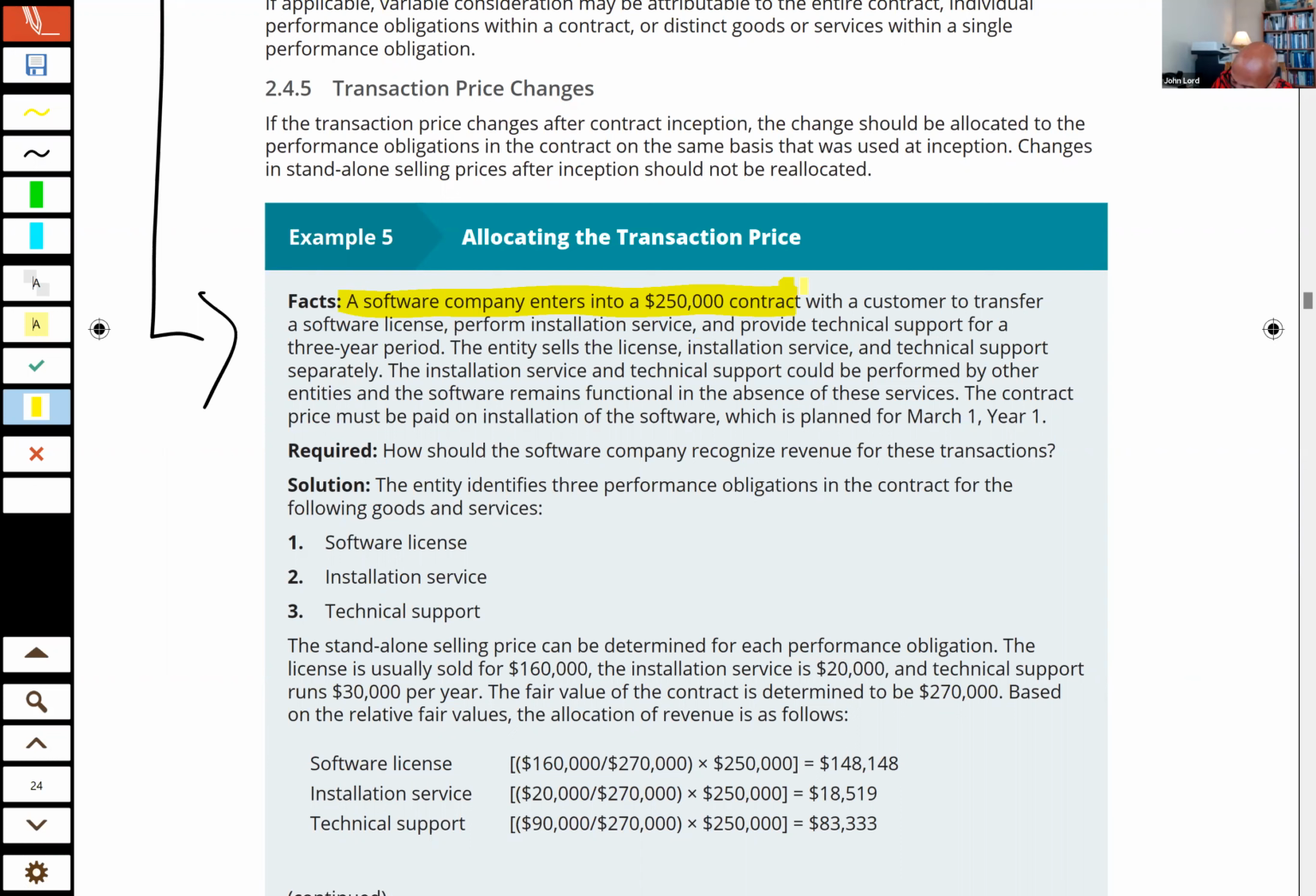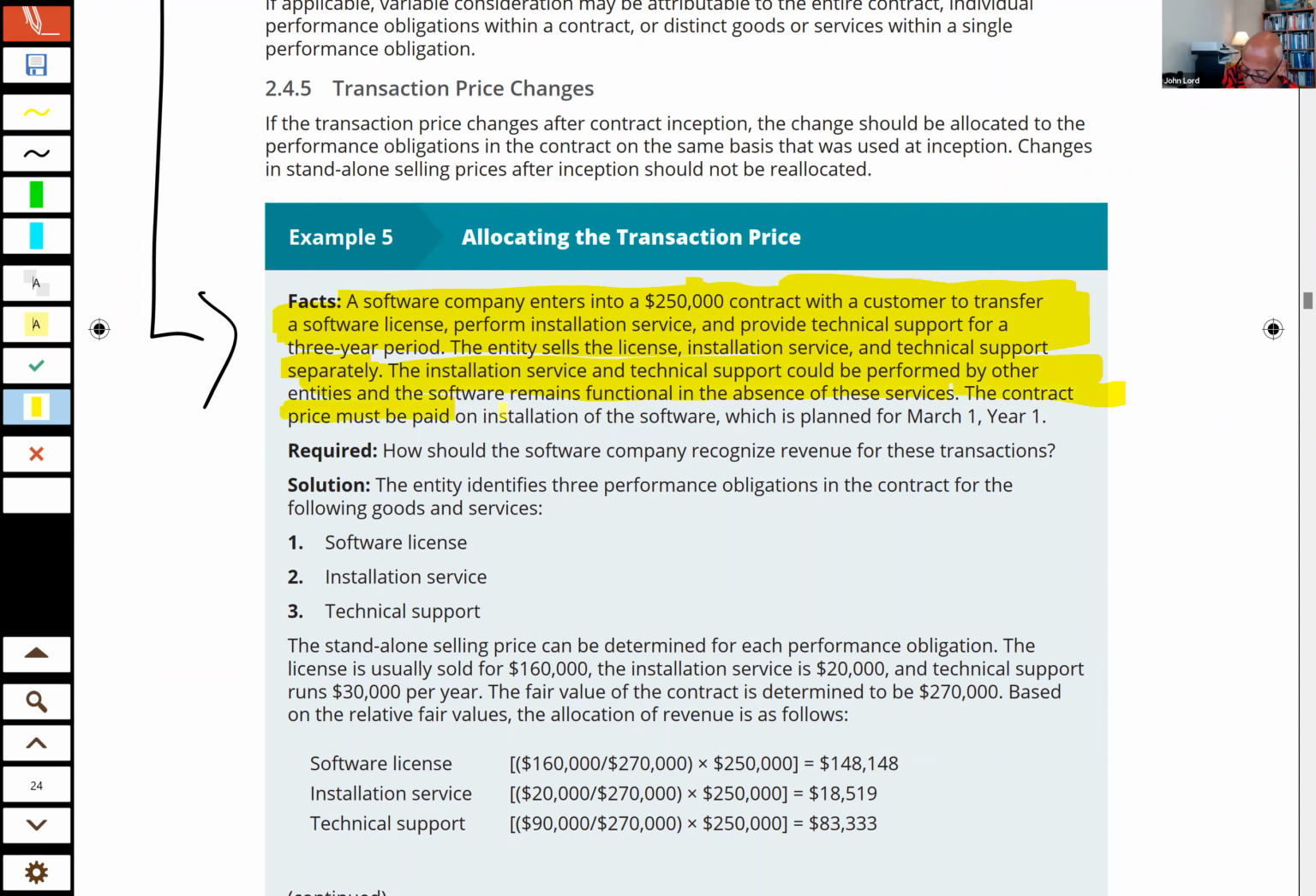Okay, so for the customer to transfer software, they entered a contract to transfer the software license, perform installation, and provide tech support for a 3-year period. The entity sells the license, installation service, and tech support separately. Major clue, hello, we have what? Multiple performance obligations, right? The installation service and tech support could be performed by other entities, and the software remains functional in the absence of these services. Again, giving us more information, multiple performance obligations here.